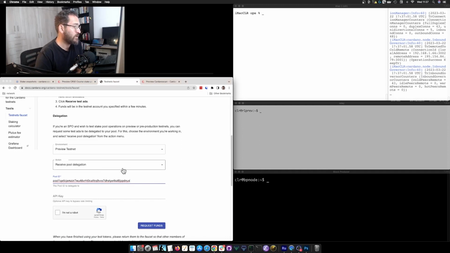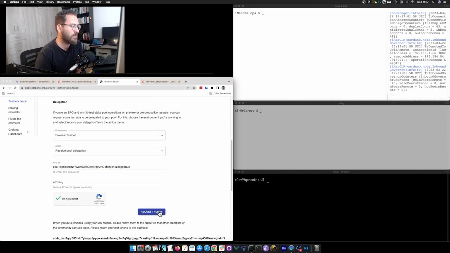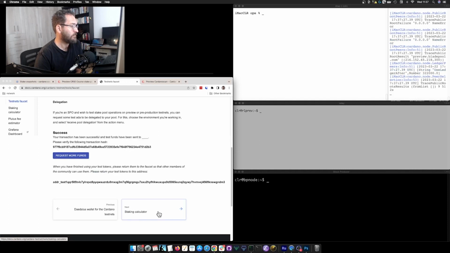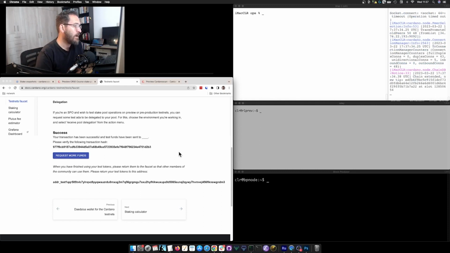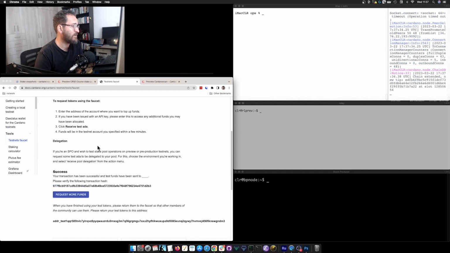Now we use my pool ID over here, confirm I am not a robot just yet, and request funds. And we have success. Your transaction has been successful and the testnet funds have been sent to, well, perhaps it's not the ideal message, but what it means is that we have received a delegation. And how can we confirm that?